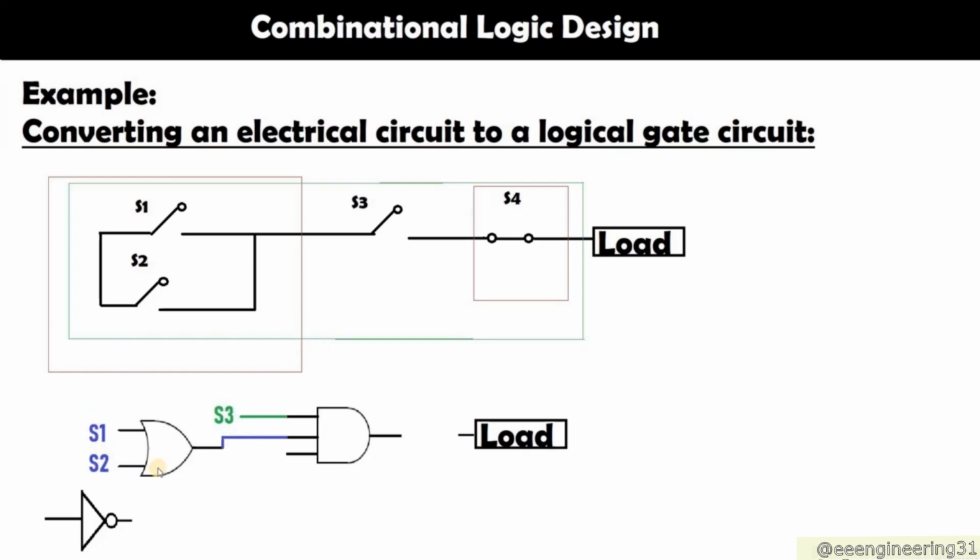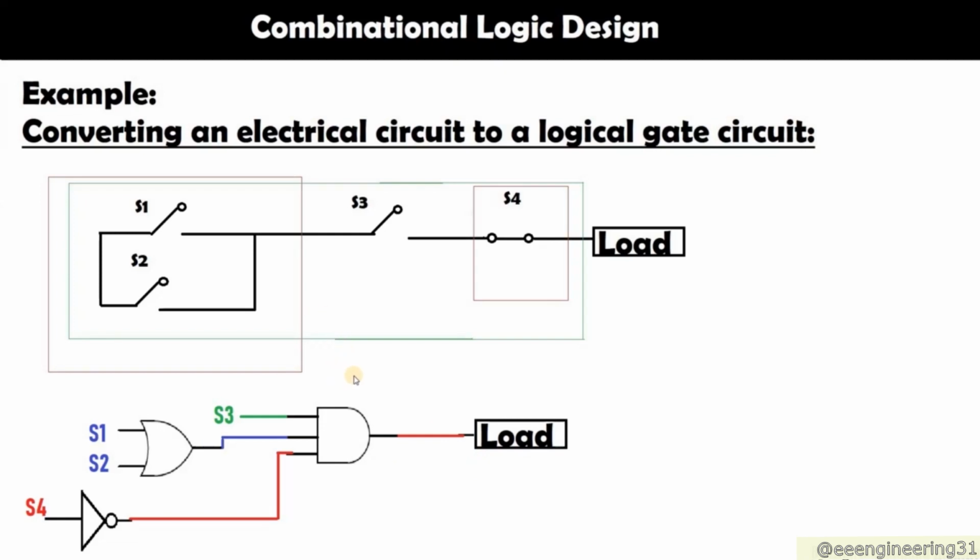So we have S1, S2, and the output will go to the AND gate right here. Now, what does this AND gate contain? It has S3. This is S3, right? So we have S3 and S1 and S2 connected like this. Next, we have this S4, which is a NOT gate. So the input here will be a NOT gate, as we can see, right? And it is connected to the AND gate. And then this whole AND gate is connected to the load, right?